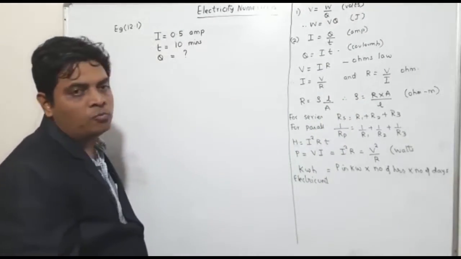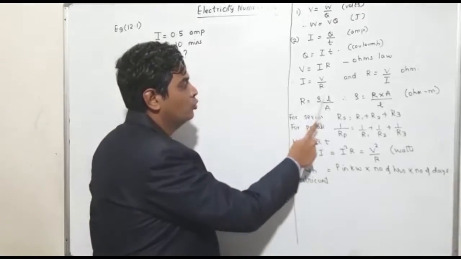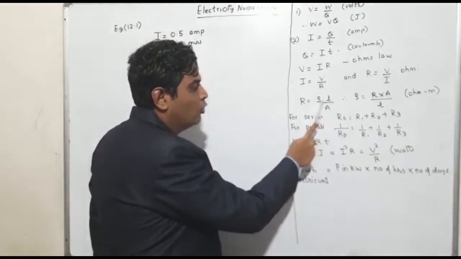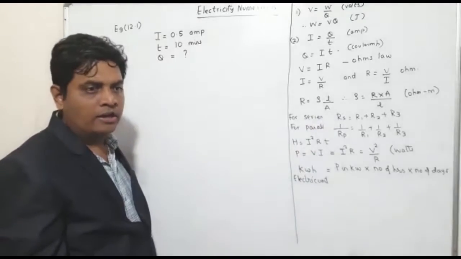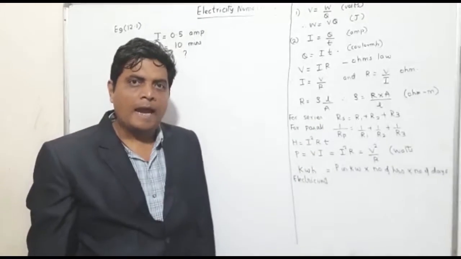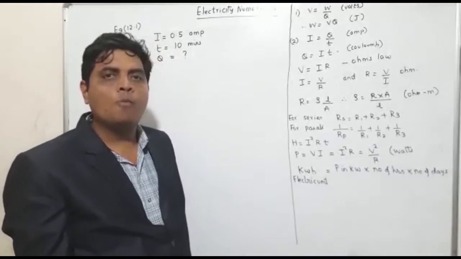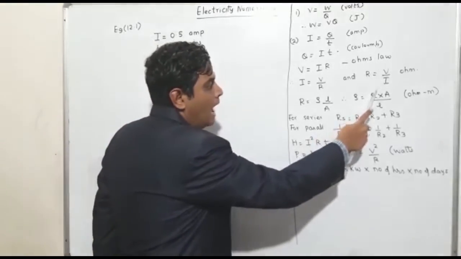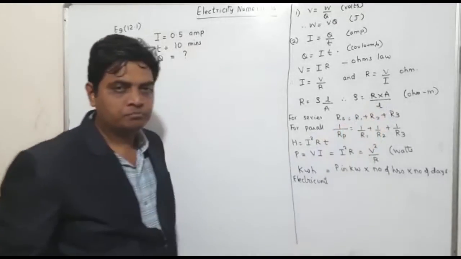There is one more formula for resistance. Resistance is equal to rho L upon A, where rho is the specific resistance. Unit of resistance is ohm, and unit of specific resistance is ohm meter. So rho will be R into A divided by L.